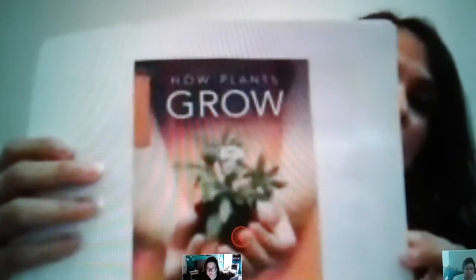Okay. So for my lesson plan, mine was done for first grade. I chose how plants grow. I don't know if y'all can see that. I also attached it for y'all.